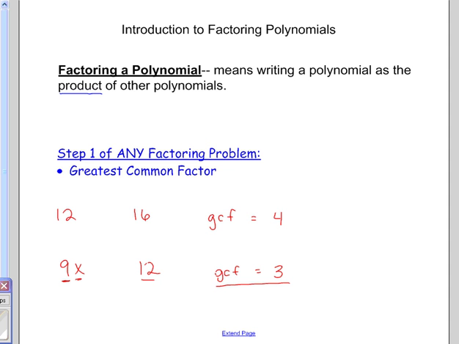If we had something like 15x and 20x, if I wanted to compare those two terms, what's the highest number that would go into 15 and 20? Well, that would be 5. And because they both contain an x, then I would include x in my greatest common factor. Okay, so let's look at some examples of how these are going to be set up.